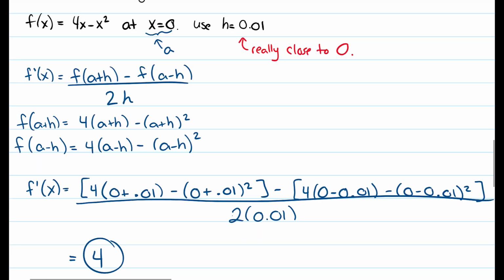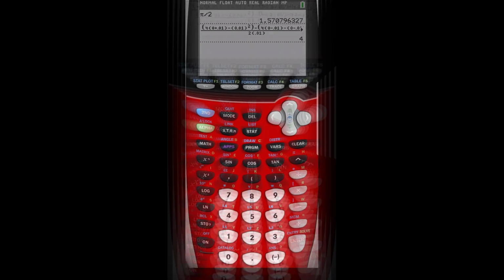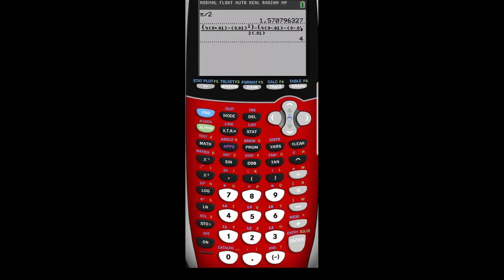Now let's look at this example again, but we're going to use our calculators to solve this. So we have f of x is equal to 4x minus x squared. And what we did here is we found the derivative when x equals 0. And now I'm going to use a function called nth derivative. So math 8, and it sets up the derivative for me. So I'm taking the derivative with respect to x, and my function is 4x minus x squared. And I want the derivative when x equals 0. And there you go. It did all of that algebra for me.